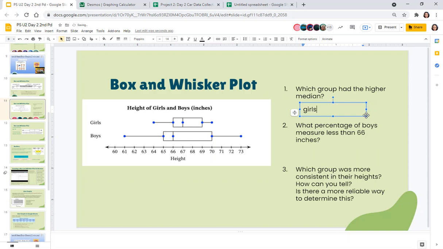What percentage of boys measure less than 66 inches? Raise your hand if you have an answer for that one. Olivia. 50%? Anybody else want 50%? I see some head nods. Okay, good. So because 66 inches is the median, that means half are above it and half are below it.